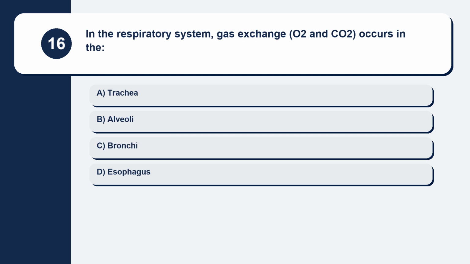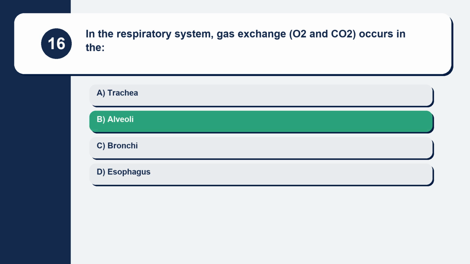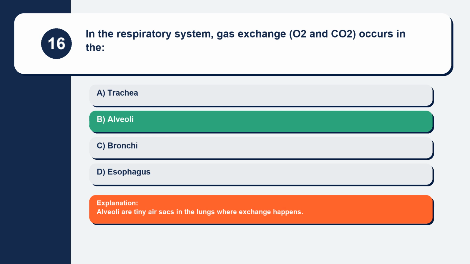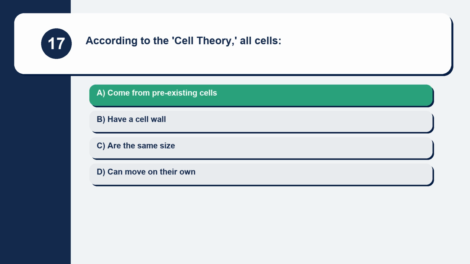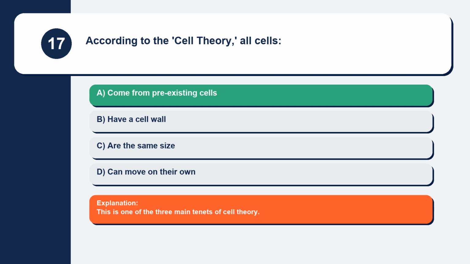Question 16. In the respiratory system, gas exchange, O2 and CO2, occurs in the trachea, alveoli, bronchi, esophagus. Alveoli are tiny air sacs in the lungs where exchange happens. Question 17. According to the cell theory, all cells come from pre-existing cells, have a cell wall, are the same size, can move on their own. This is one of the three main tenets of cell theory.